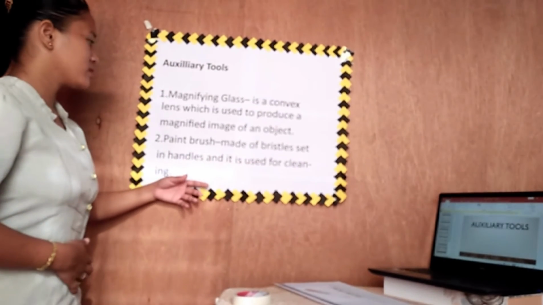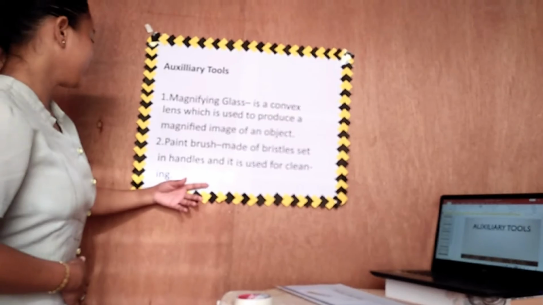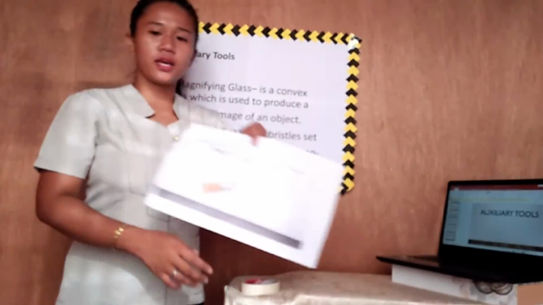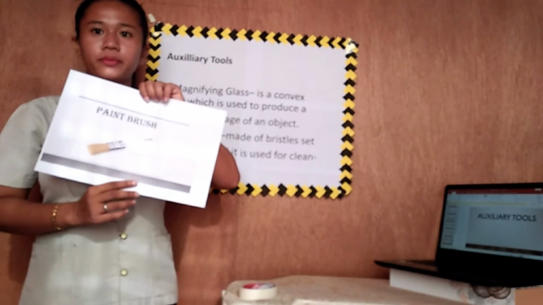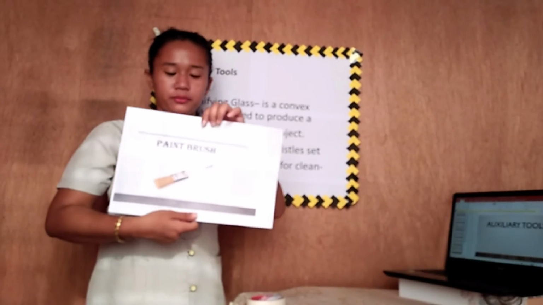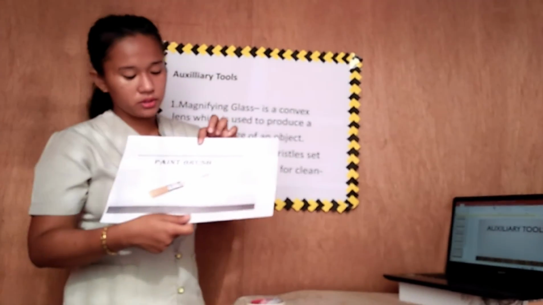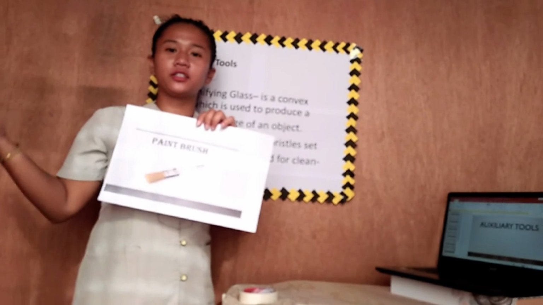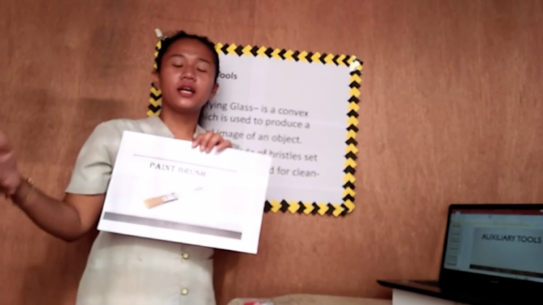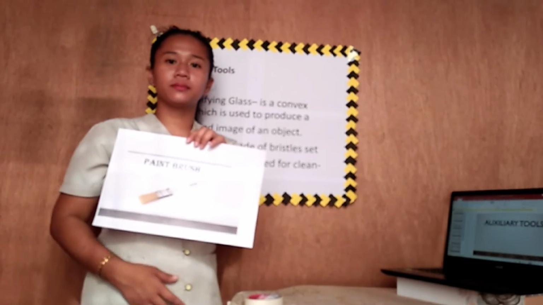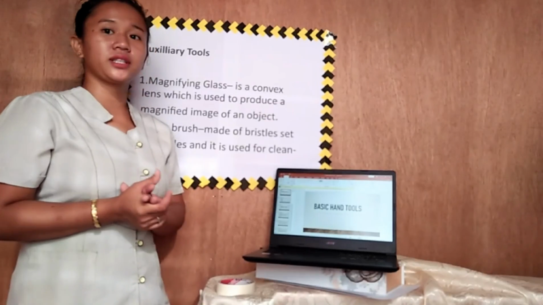So the last one is the paintbrush, made of bristles set in a handle, and it's used for cleaning. So this is the photo of a paintbrush. So this is just used for cleaning appliances, like for example cleaning an electric fan, or cleaning the keyboard of a laptop. That's all for our discussion for today.